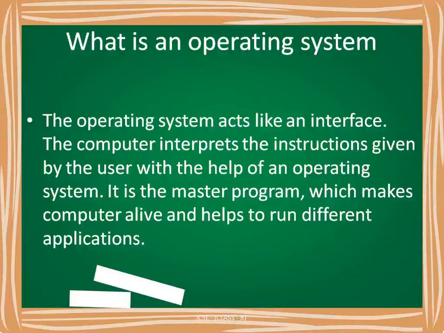So to process that information and to take the instruction from the user, the role of the operating system is very big. This operating system role is very important in a system. It is a master program. It is a master, which means if you do not have an operating system, you cannot install application software. First the operating system should be installed, then only you can install other software. Without an operating system, there is no use of other software, which makes the computer alive. If you want to keep your system alive, then this operating system should be there, and it helps to run different applications.